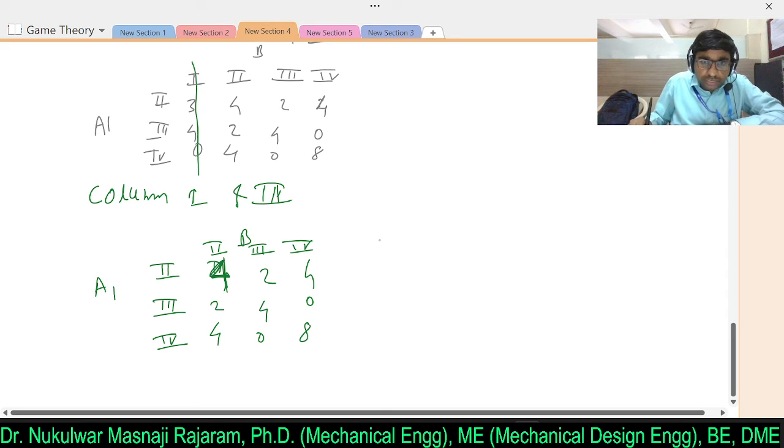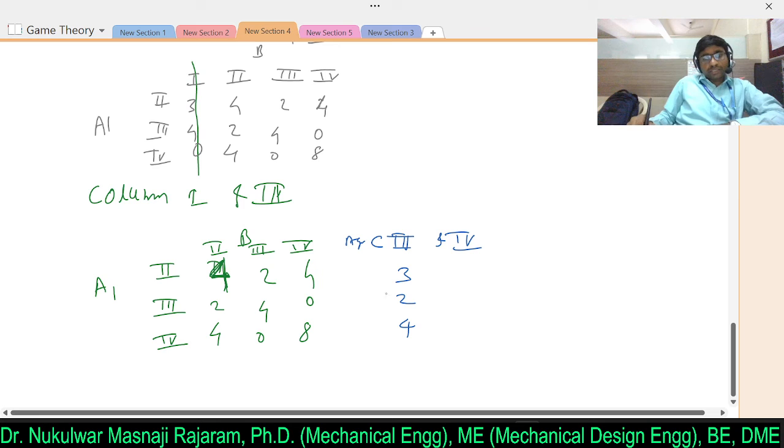Now check column third, sorry, average of column third and fourth. So 2 plus 4, 6 divided by 2, that will be 3. 4 plus 0, 2 and 4. Now here if you compare, 4 is greater than 3, 2 is equal to 2, and 4 is equal to 4. So I can delete strategy of B.